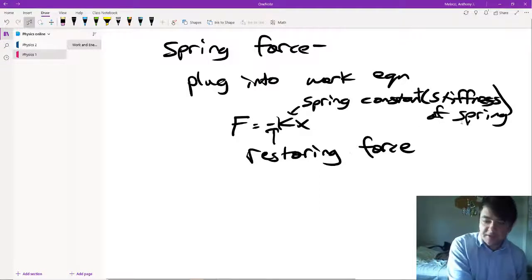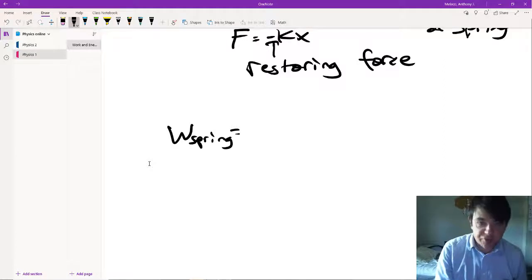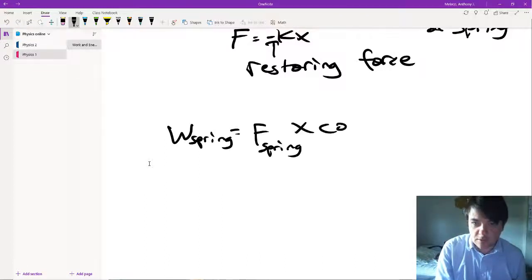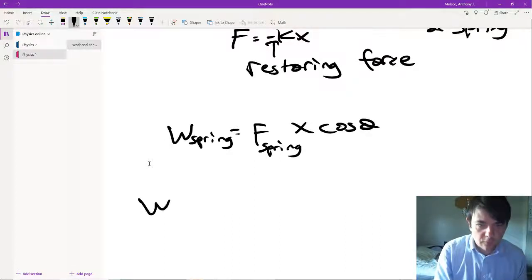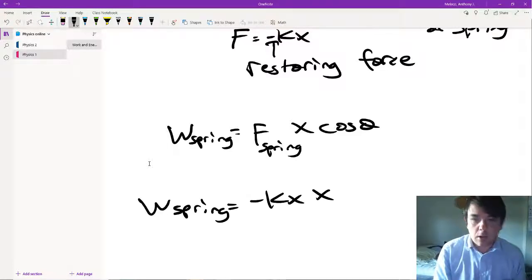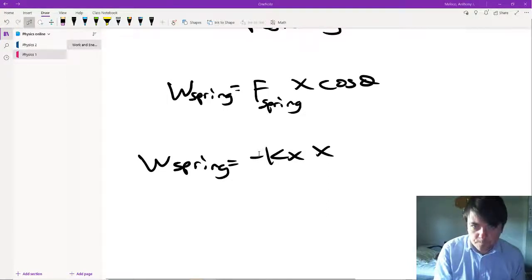But anyway, you plug this into that equation, and what you end up getting is the work for the spring is just negative F spring, I haven't plugged it in yet, times x cosine theta. The spring force will be in the same direction, so this again will go away. So work spring equals minus kx times x. And the issue is that the spring force isn't constant.